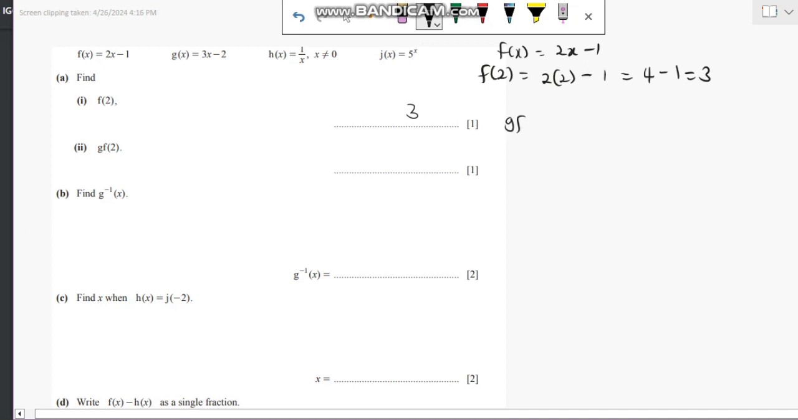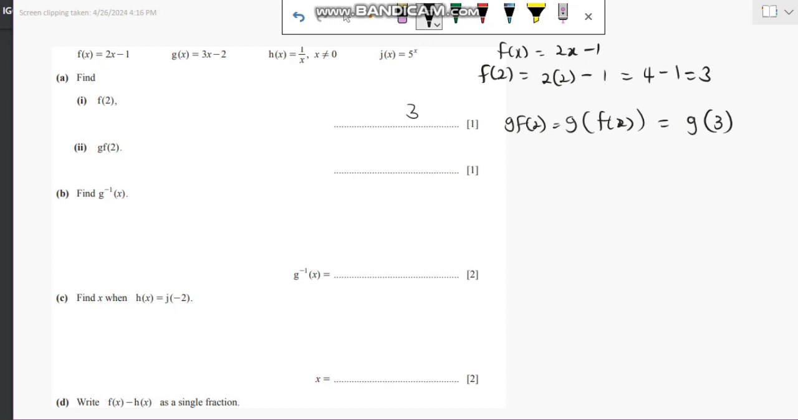So the other one is gf of 2. gf of 2 means g of f of 2. Since we have gotten our f of 2 already as 3, we'll use g of 3 in our g of x formula, 3x minus 2, meaning that anywhere you see x, you put 3. So you have 3 times 3 minus 2, which is 9 minus 2, which is 7.